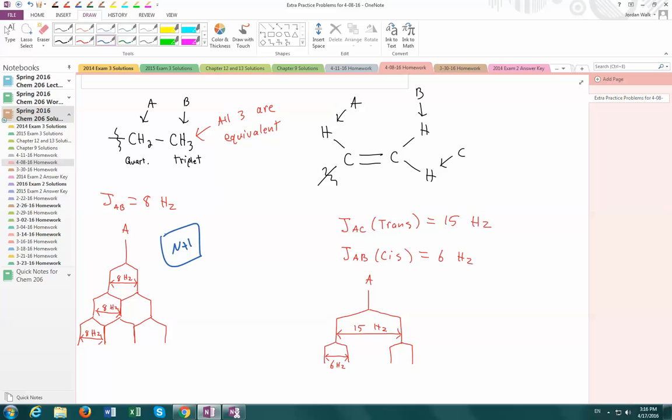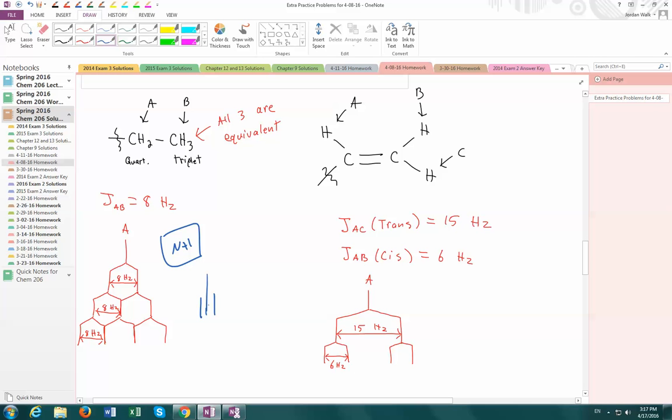So the signal is split once by 8 hertz, and you can see it's split into 2. And then those 2 signals are split again a second time. As this signal goes left, and this signal goes right, you can see that there's overlapping signal, right? That's why in a triplet we end up seeing peaks that look kind of like that, where the middle one has twice as much area. It's because that's really 2 signals that are just overlapping.